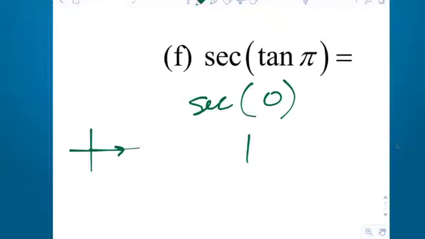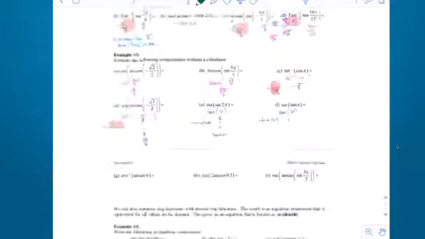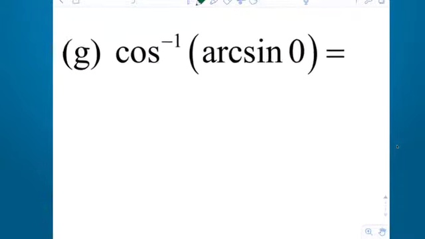Just got to make sure you're sure, right? Because the ordered pair at 0 is 1, 0, and secant is the reciprocal of which one? The cosine, and the reciprocal of 1 is 1. Yeah. Cool. Got a few more here.